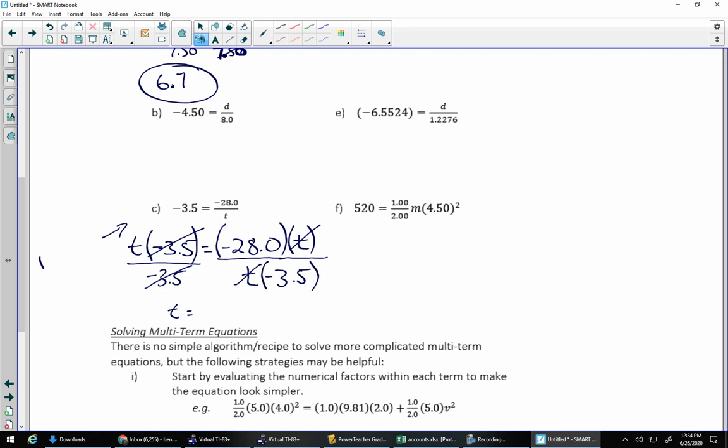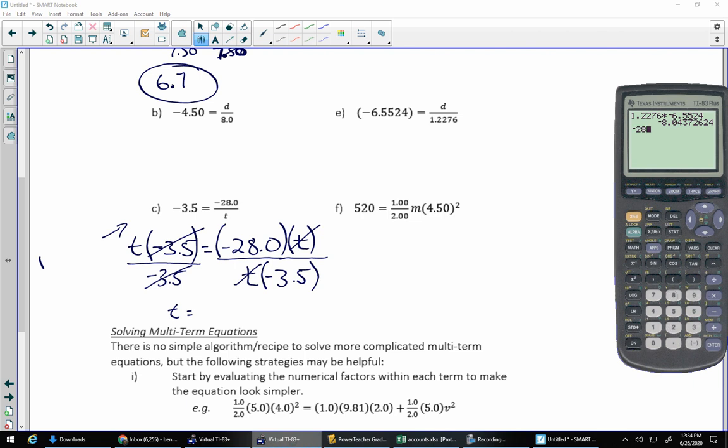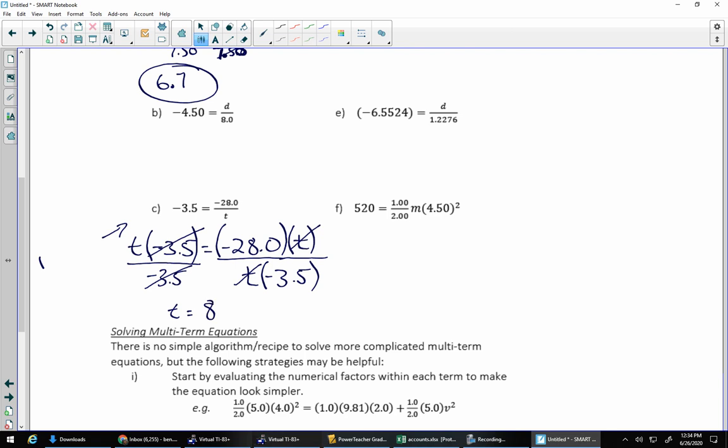I'm going to put that in brackets to be a little bit clearer. So negative 28 divided by negative 3.5. Let's see. Oh, that's nice. 8. Is that a good final answer, though? Let's think about that for a second.